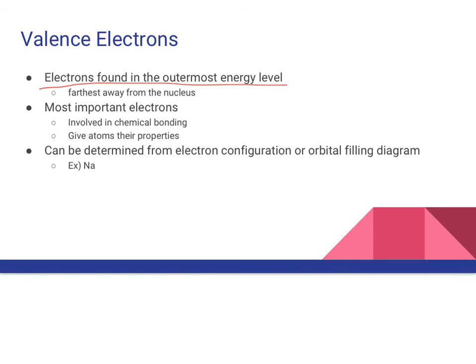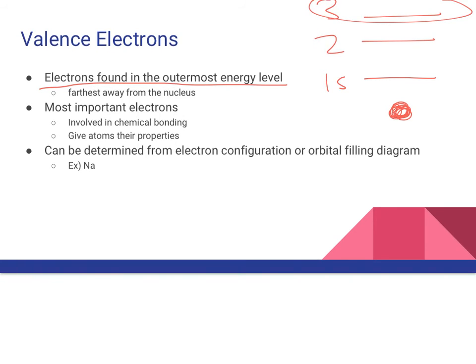If we think back to our energy level diagram, this was our 1s. Here was our second energy level, our third, and the nucleus is here. The valence electrons would be those in the energy levels farthest away from the nucleus. Valence electrons are the most important electrons an atom contains because they're the ones involved in chemical bonding, and they give atoms their properties. Valence electrons can be determined from the electron configuration or the orbital filling diagram.